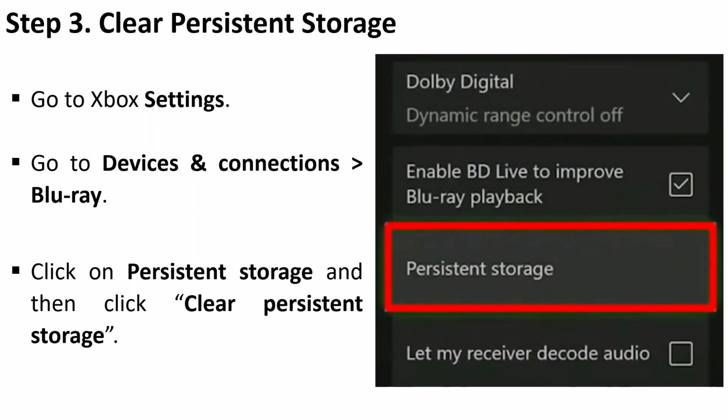Step 3 is to clear persistent storage. Go to the Xbox settings, go to Devices and Connections, Blu-ray, click on Persistent Storage and then click on Clear Persistent Storage. Now if you don't see this option on your Xbox console, then skip this step.